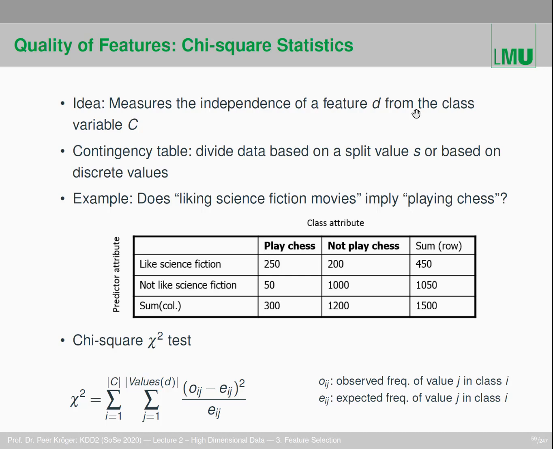So before we had some kind of purity measure. Now we want to measure the dependency, or the other way around, the independence of the feature distribution from the class label. Yeah? And we can do that with a so-called contingency table. So we divide the data based on a split value, again, like we did before, S for example, or based on some discrete values.